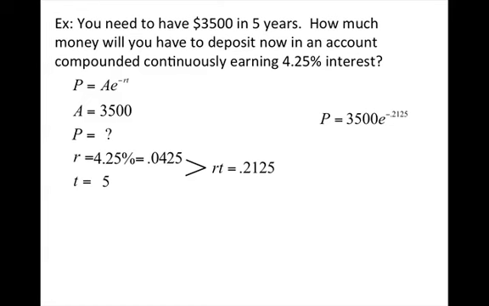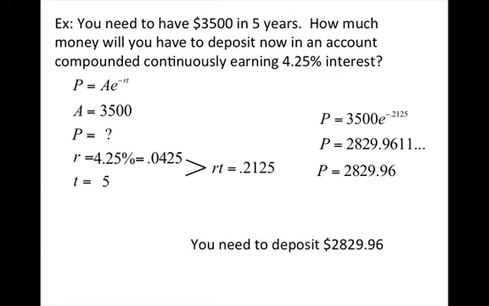So as we saw when we entered this into our calculator, we ended up with 2,829.9611, and that decimal continued on. If I round this to 2 decimal places, I get 2,829.96. So I would need to deposit the $2,829.96.